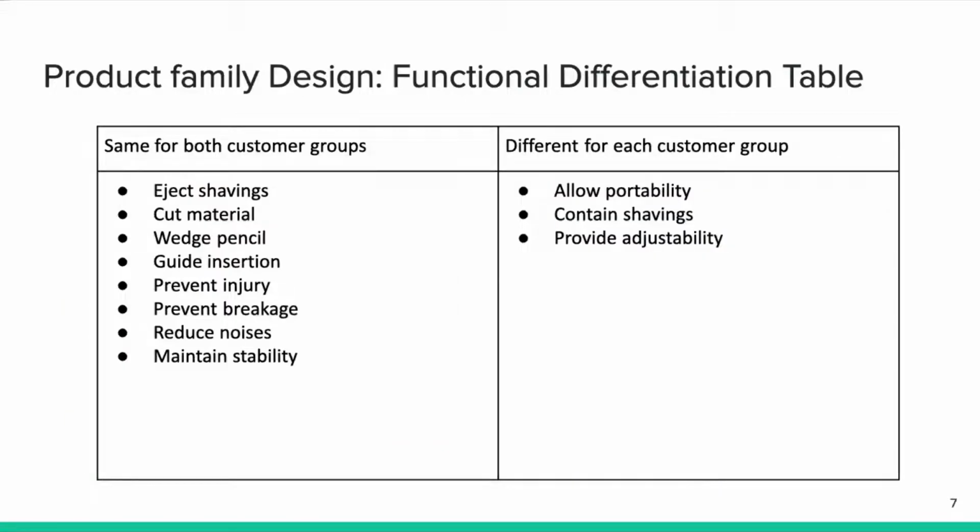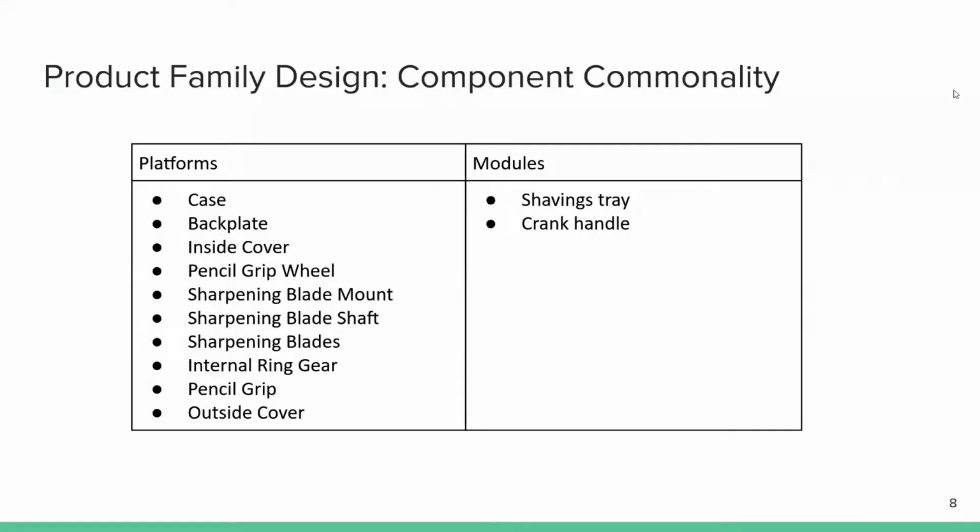For our product family design, we have created a functional differentiation table. Here we are showing which functions are the same for our primary customer group, which are students and teachers, and our secondary customer group consisting of artists and office workers. Also shown are the functions that are different for each customer group, which are allow portability, contain shavings, and provide adjustability. From our functional differentiation table, we were able to figure out which modules we will have for our product family design. Modules will include the shavings tray and the crank handle.